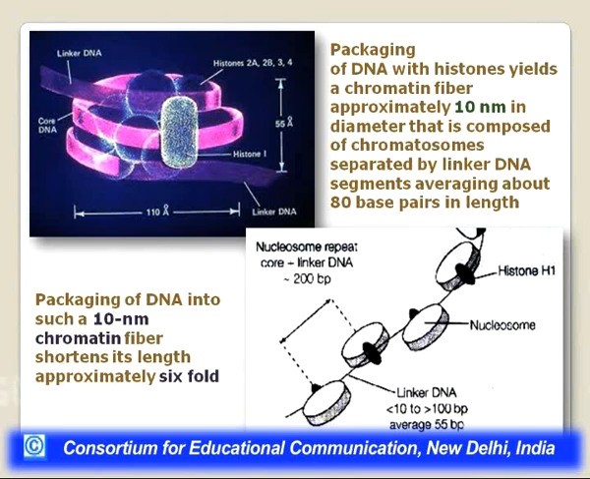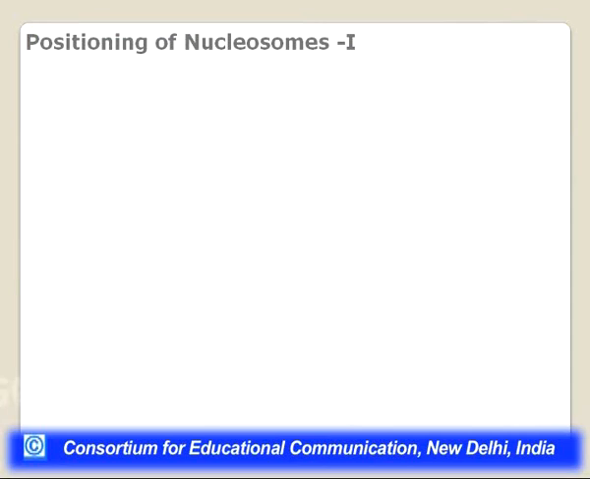So we need to package around 1 to 2 meters of eukaryotic chromosome or genome into a very small nucleus of about 10 raised to the power of -5 meter. This just gives the 6-fold compaction, but that is the first level of organization. So the packaging is basically the 10 nanometer chromatin fiber. Now I will talk about how these nucleosomes are positioned on the DNA. Two aspects I will talk about.